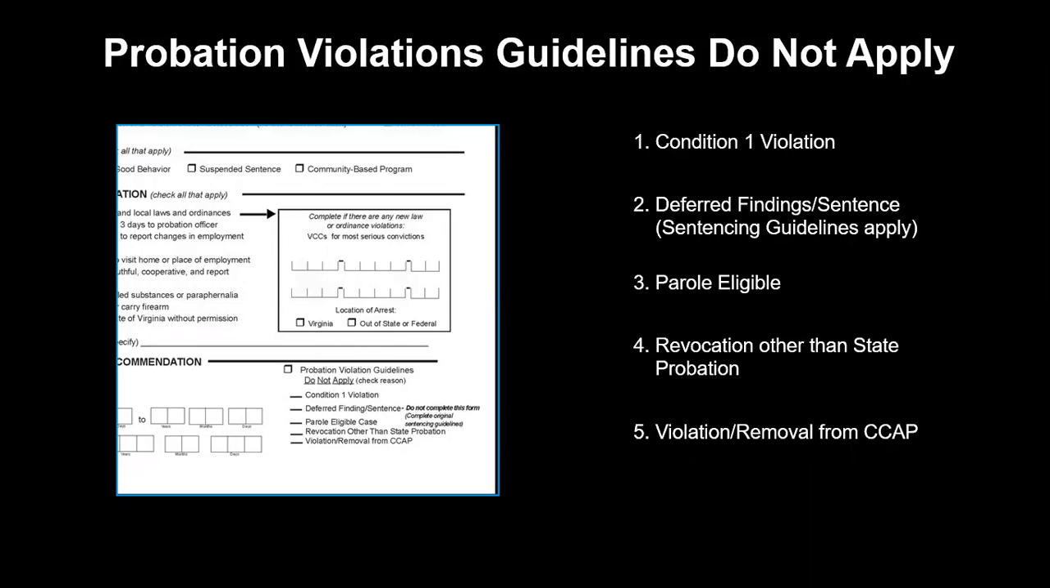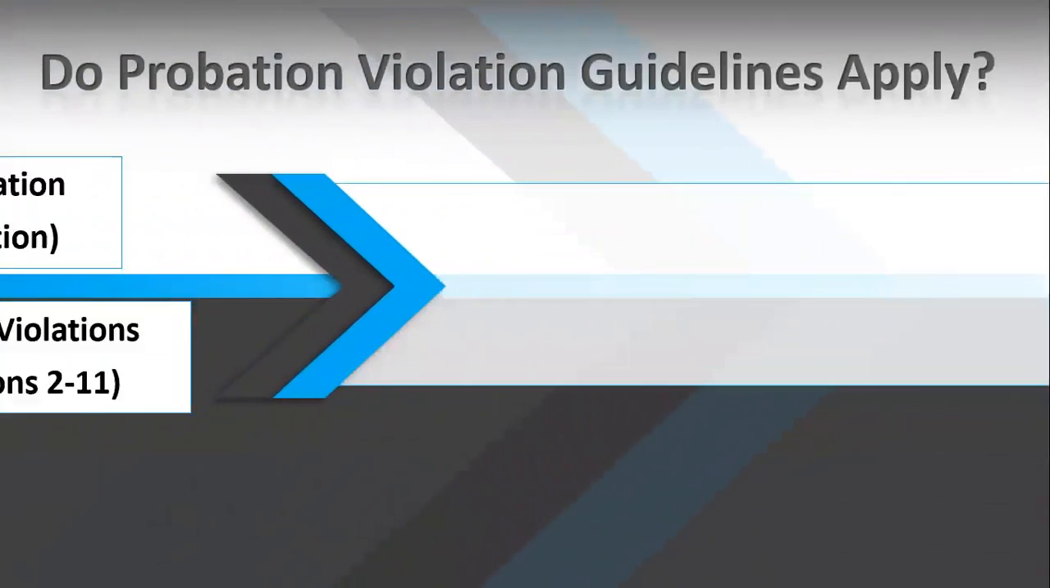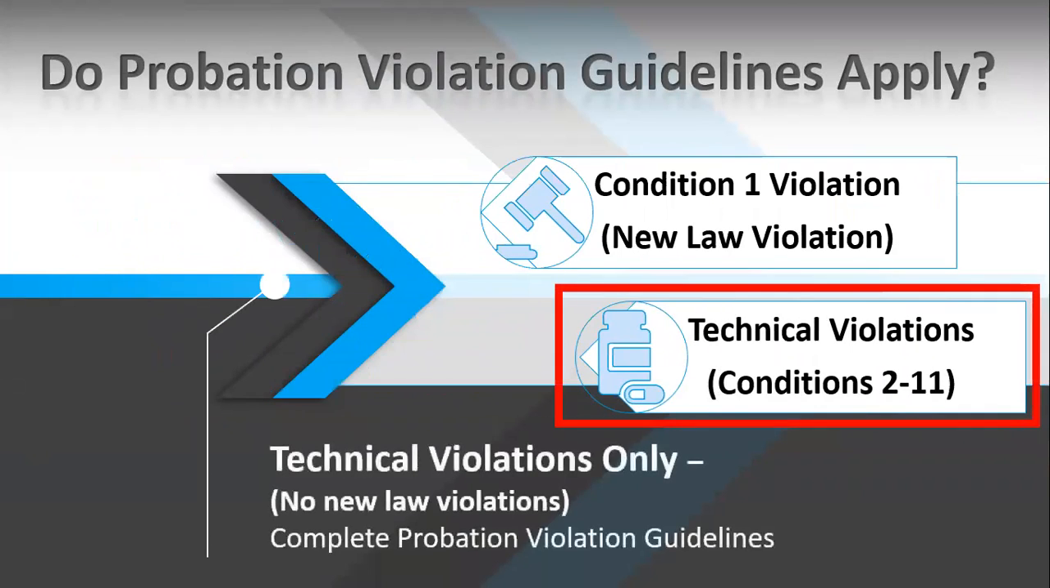Probation violation guidelines also do not apply if the defendant is parole eligible, if it's a revocation other than state probation, or the defendant was removed from CCAP. You would simply complete the sentencing revocation report, check the box indicating that probation violation guidelines do not apply, and indicate the reason. Now, when only technical violations are cited and there's no new law violation, then the probation violation guidelines must be submitted.